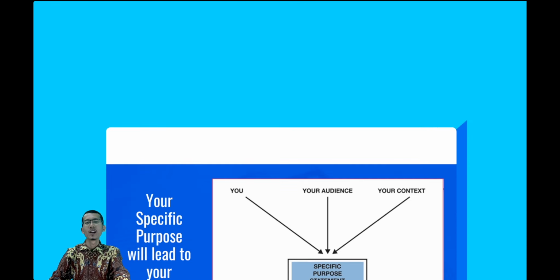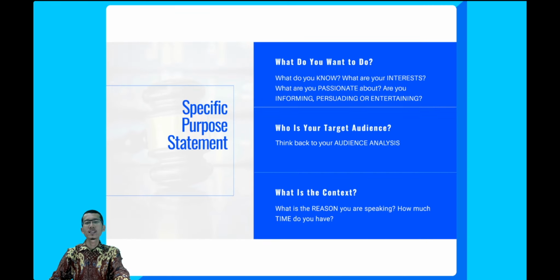Then, we are going to discuss three things for the specific purpose statement. The first one is you. What do you want to do? An old adage states, "Write about what you know."